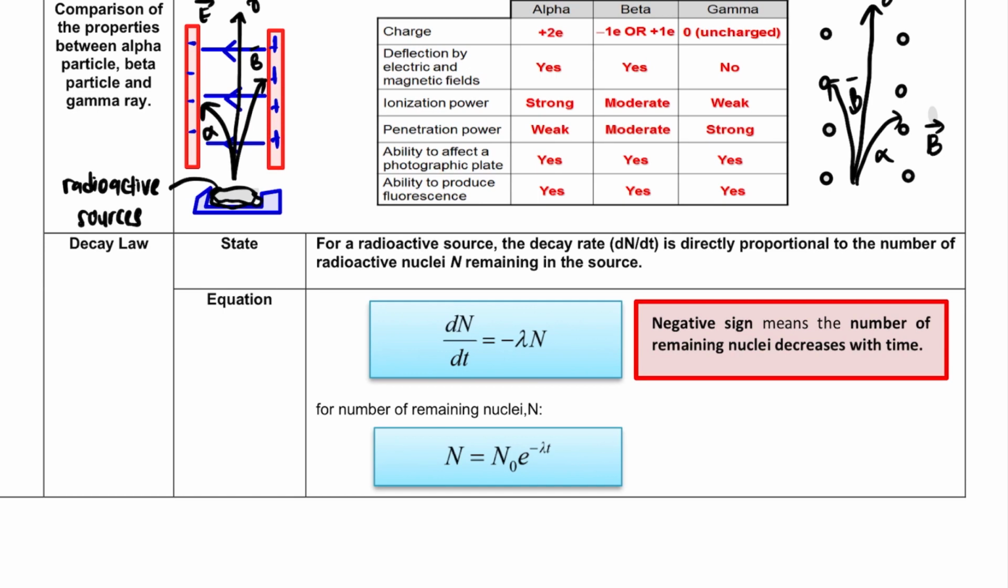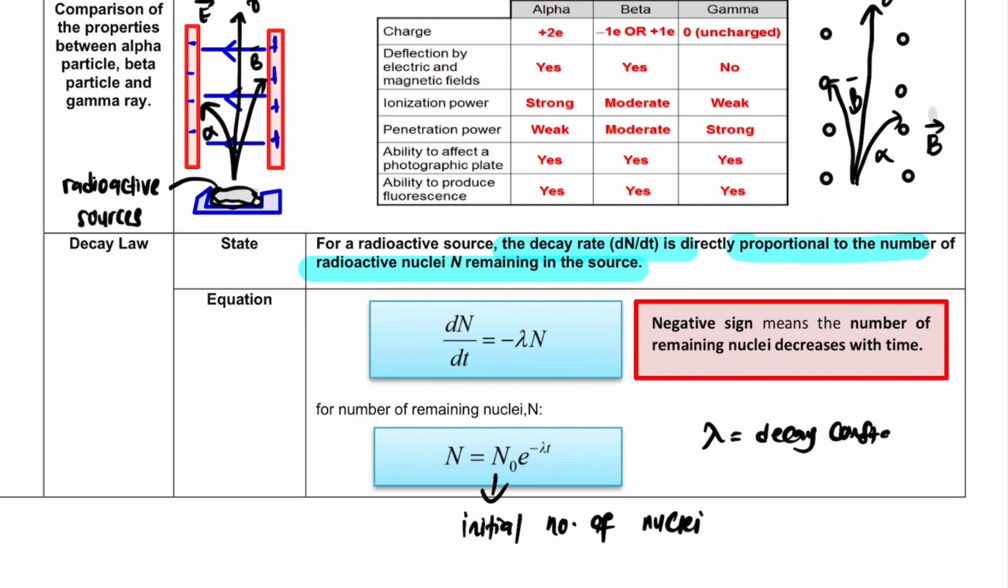Okay, next is decay law. The law of radioactive decay states that for a radioactive source, the decay rate dN per dt is directly proportional to the number of radioactive nuclei, which is N, remaining in the source. So we can use the equation dN per dt equals negative lambda N. Please take note that the negative sign means that the number of remaining nuclei decreases with time. We can also use another equation, which is N equals N naught exponent negative lambda t, where N naught is the initial number of nuclei, lambda is the decay constant, and t is the time taken during the process.